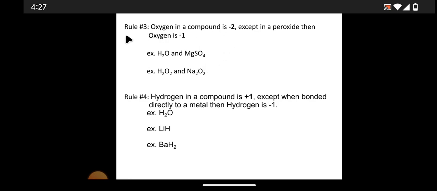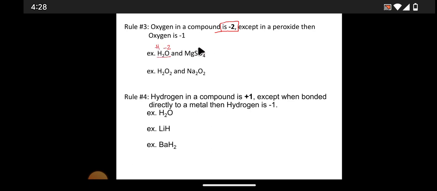So now there is rule number 3, where oxygen is always -2 as an oxidation number, except if it's a peroxide. So within this example, H2O, we would assign oxygen as -2, and then hydrogen would be +1. Just even figuring that out, if we know oxygen has to be -2, then the whole water molecule has to add to 0. So if there's 2 hydrogens, they would have to split a +2 charge, giving each +1.